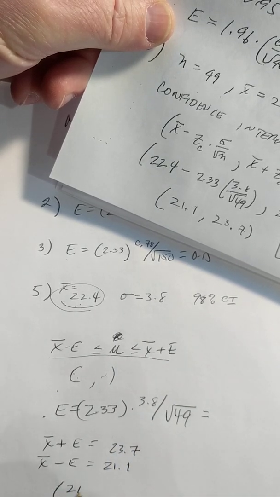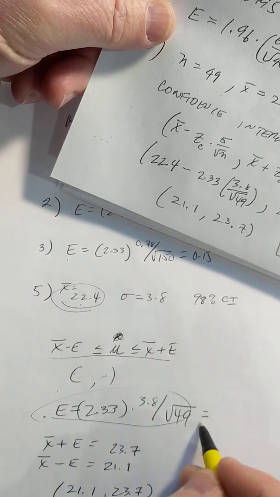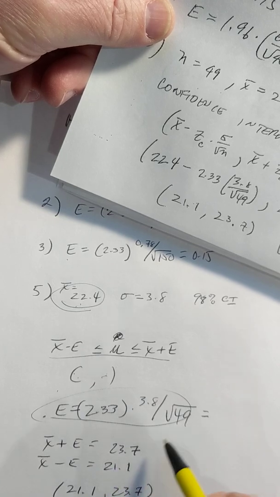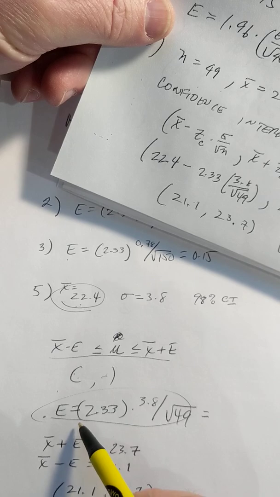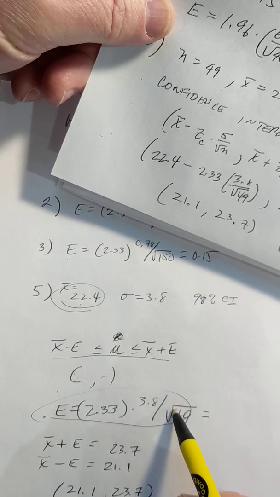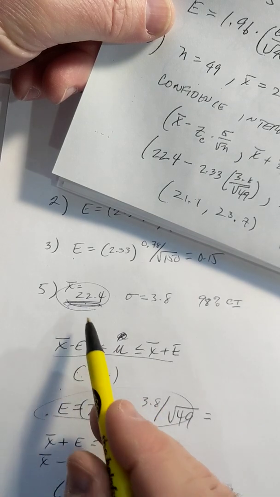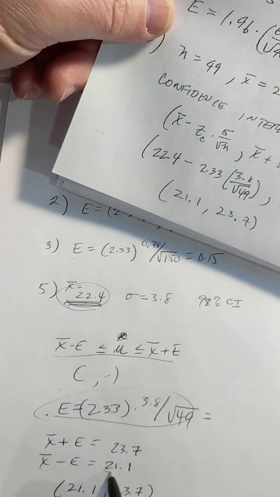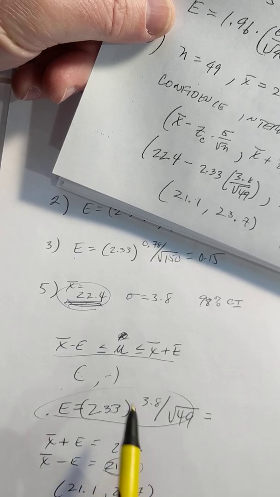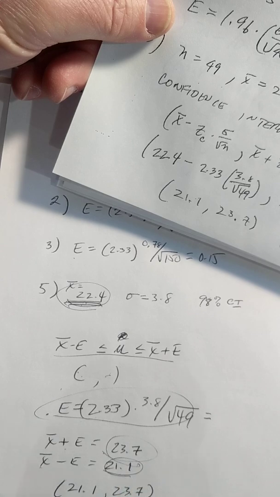So the way they're going to write it here is 21.1, 23.7. So you calculate the margin of error, which I don't have calculated out, but I have the final answer here. Then you're going to add and subtract it from the sample mean that you're given, which is that number. So 22.4 minus whatever this E comes out to, and I got that turned out to be 21.1, and then 22.4 plus that number, 23.7.